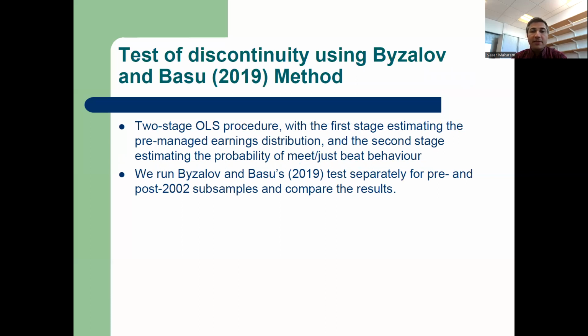We also looked at the discontinuity using a very novel method, which is regression-based and suggested by Bizzalo and Basu 2019. This is basically a two-stage OLS procedure. The first stage estimates the pre-managed earnings distribution, and the second stage estimates the probability of meet or beat behavior. We ran Bizzalo and Basu's tests separately for the pre and post 2002 periods and compared the results.